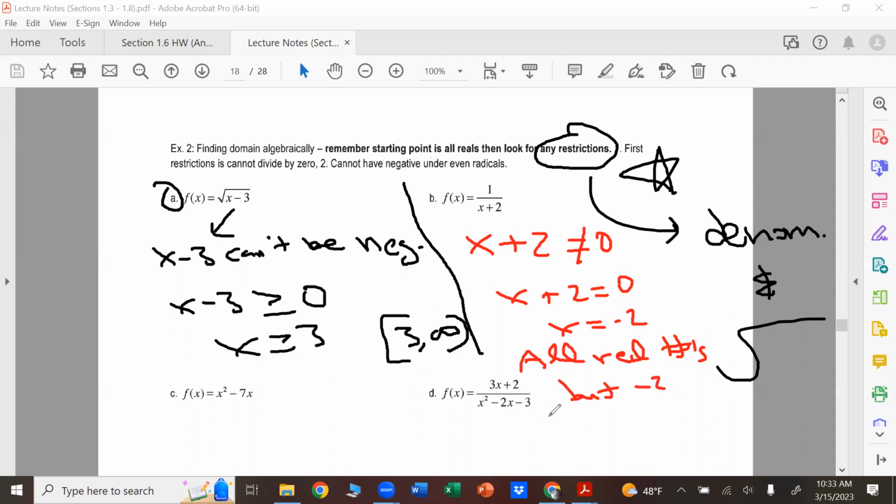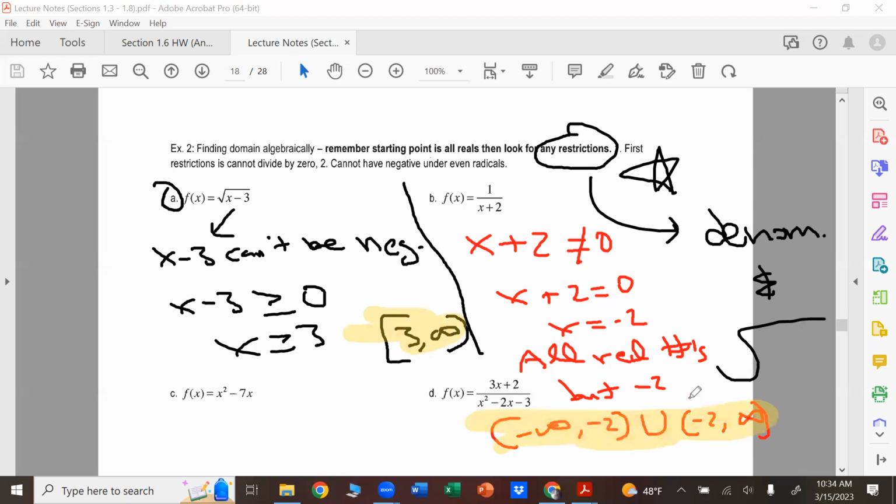So in interval notation, you're going to write it like this. Negative infinity to negative 2, parentheses, union, negative 2, infinity. Therefore, negative 2 gets skipped over, which we want. So the solution for part A was this. The solution for part B was this. And both of them had restrictions, but different restrictions.